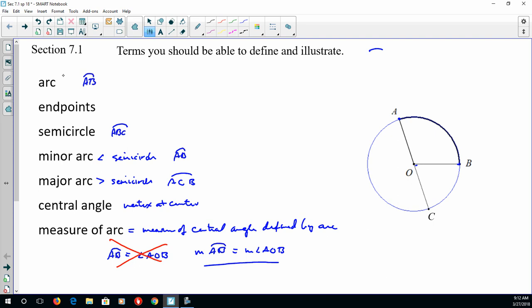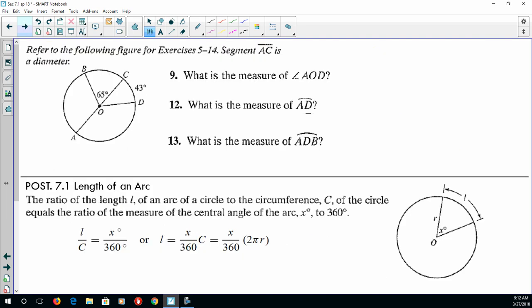Okay, let's take a look at some examples here. Some of the stuff here is really, really easy. So for instance, here's a few problems from the first page of homework here. What is the measure of AOD? We've given a few angles here. AOD, well, we see that here is 43 degrees, so that means this is 43 degrees because the central angle and arc have the same measure.